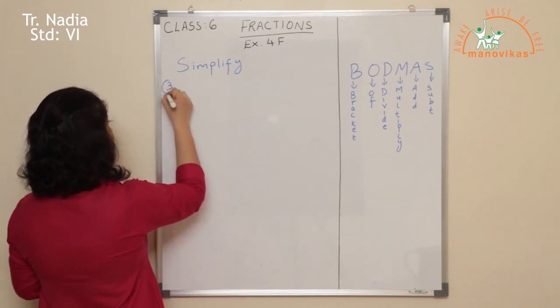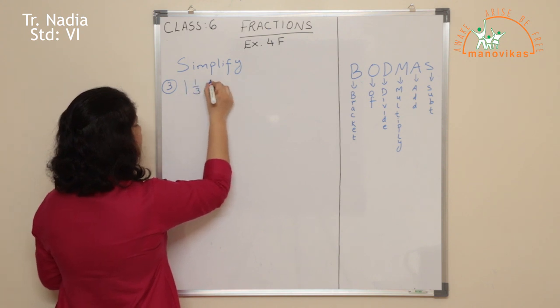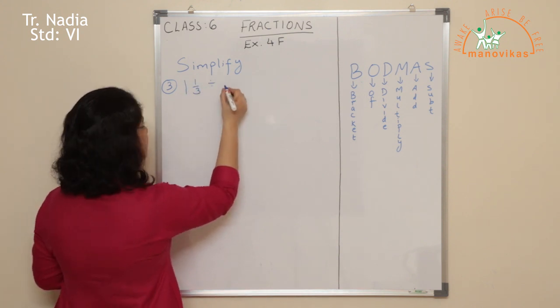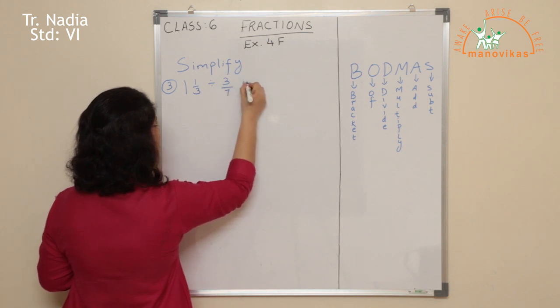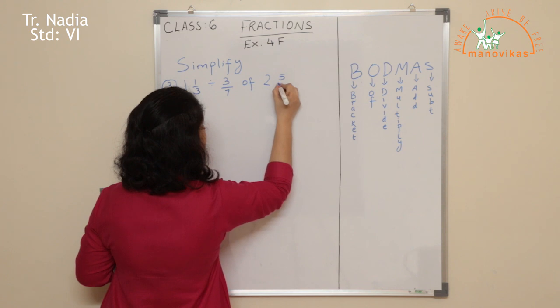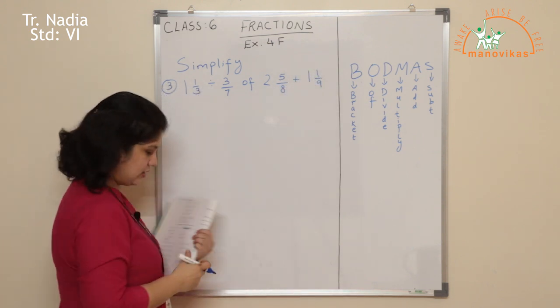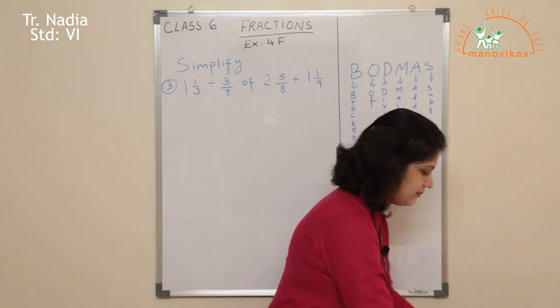The third question says 1 1/3 divided by 3/7 of 2 5/8 plus 1/9. So this is the question.